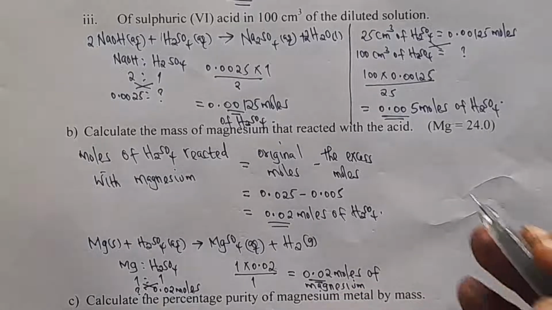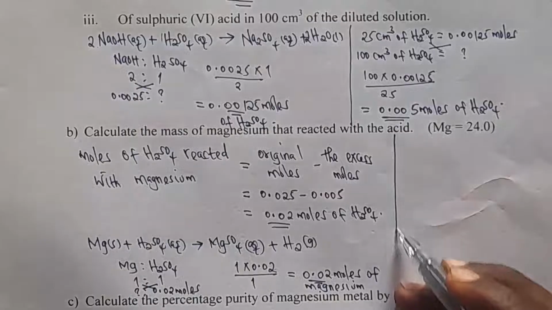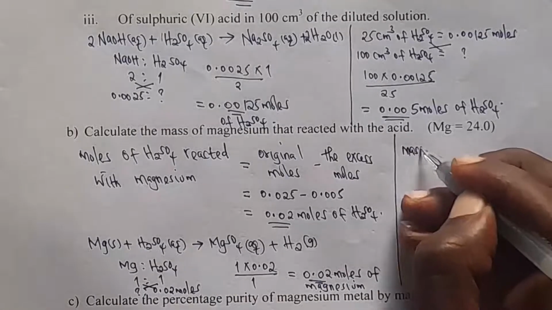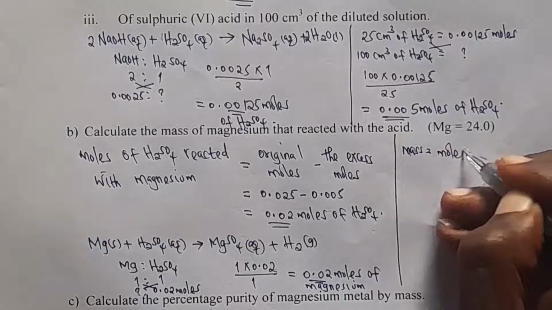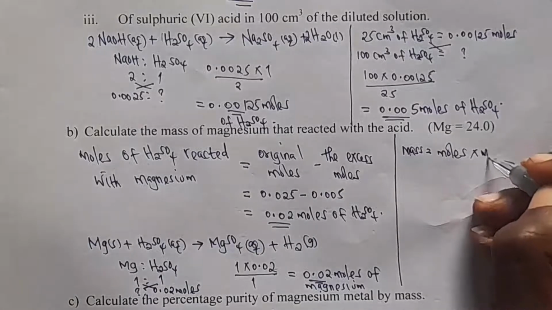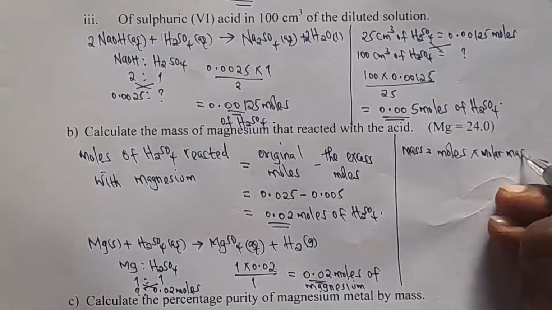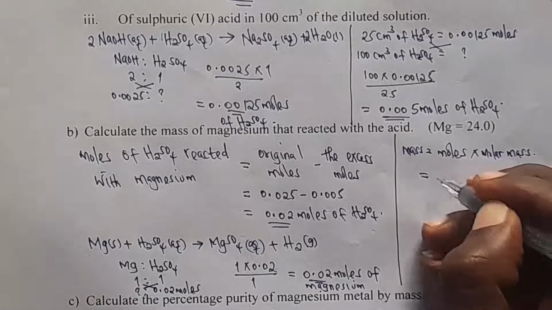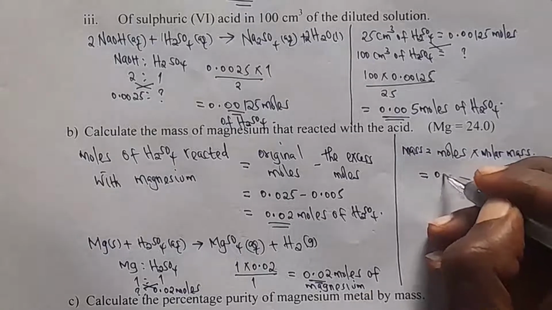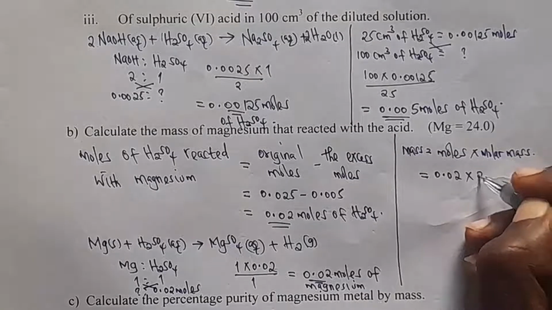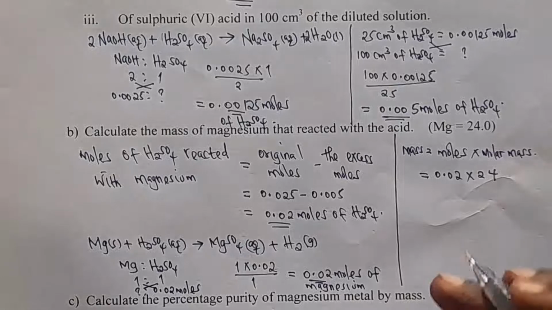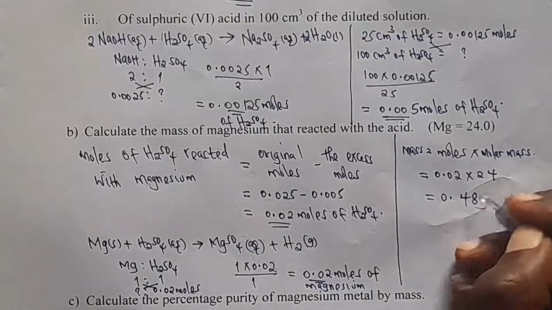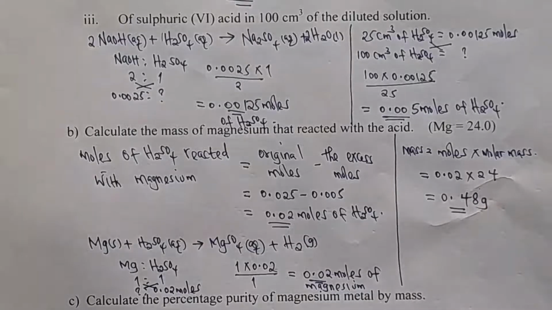So next, if I want to get the mass of magnesium, because I'm told calculate the mass of magnesium. Mass is given by moles times molar mass, or RAM in our case, because we are dealing with magnesium, which is a metal. This will be equal to the number of moles, 0.02, multiplied by 24. So there, we are going to get 0.48 gram as the mass of magnesium.